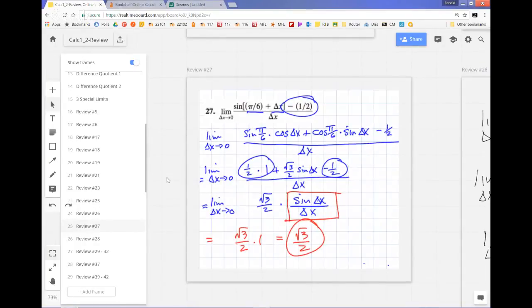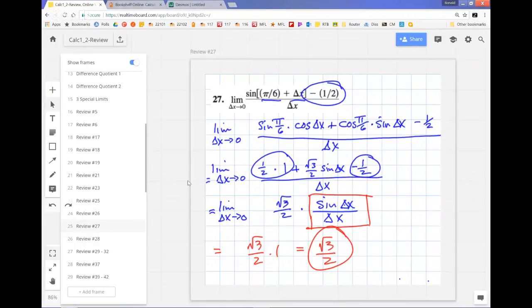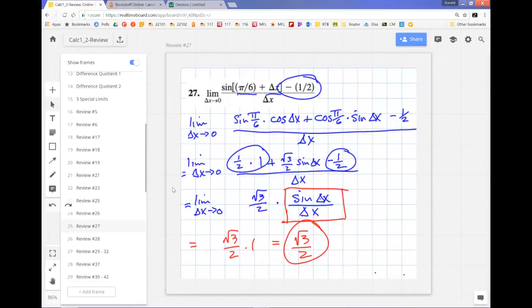So 27, I've gone through this one before, but it might have been with the other class. You can never be quite sure of this. But anyway, here it is. The sine of pi over 6 plus delta x minus 1/2, all over delta x. What's the limit of that as delta x approaches 0?